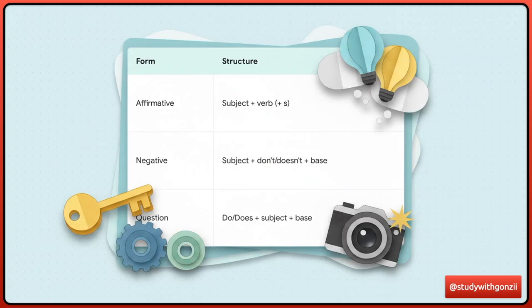Now, what's really interesting here is when we lay it all out as an ultimate cheat sheet, you can see how logical and structured English grammar truly is. For affirmative, subject plus verb, adding an S for the third person. Negative, subject plus don't or doesn't plus the base verb. Question, do or does plus subject plus base verb. And the overarching core structure for everything we've done today? Subject plus verb plus time expression. Take a mental snapshot of those formulas. That is your master key.